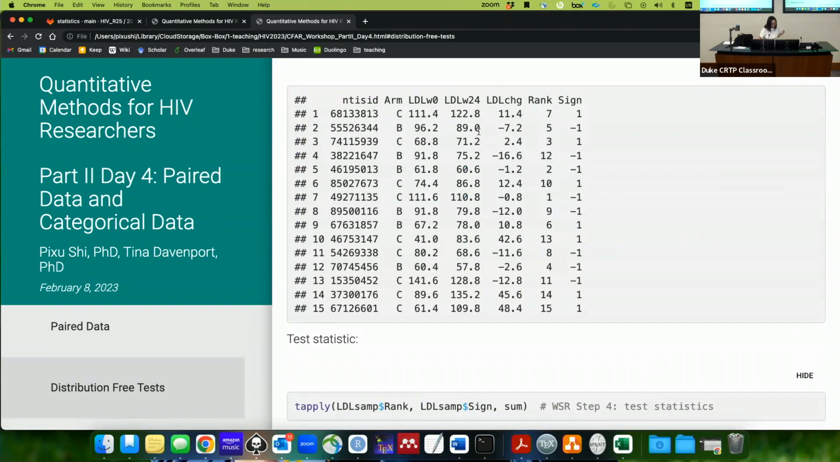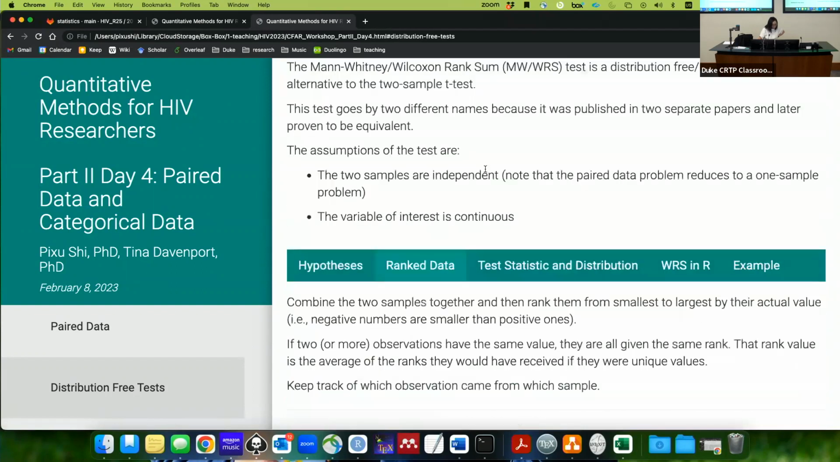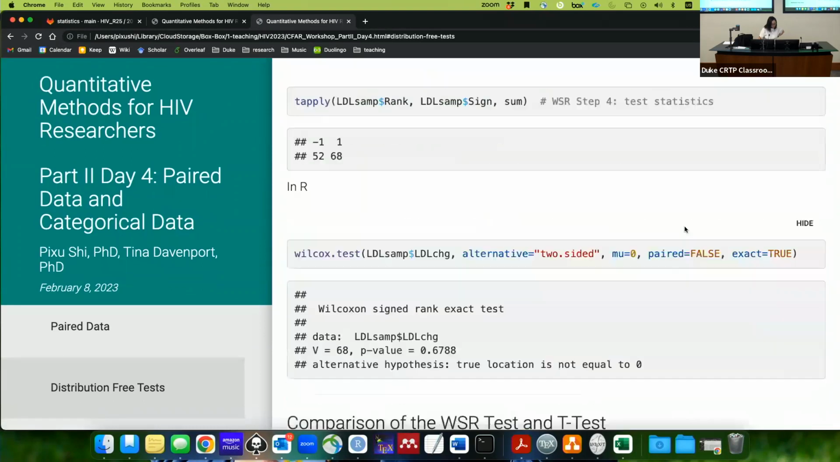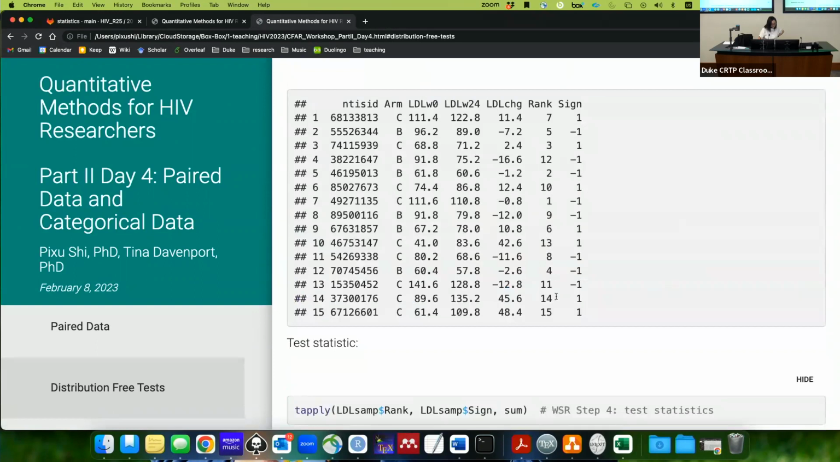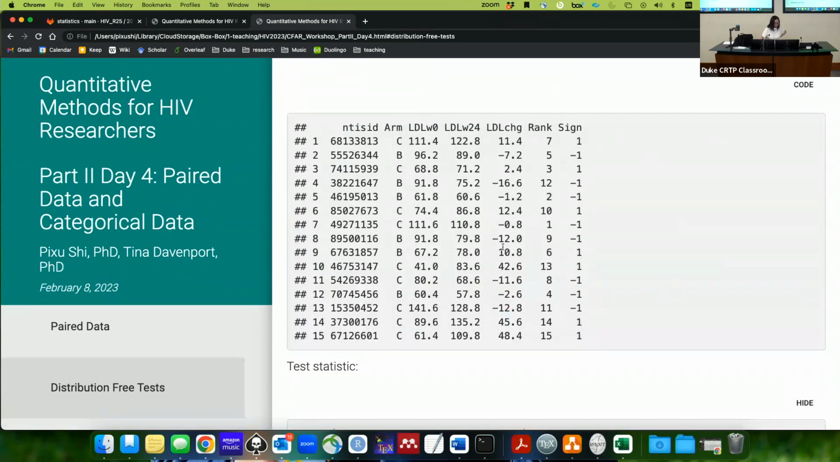So here we have this data set again, but in the first one sample test, we ignore the arm. We're just trying to see if this difference is from 0 or not, right? We didn't really look at the arm column. For the second test, for the two sample test, we're going to separate these changes into two arms and compare arm B with arm C. In that situation, you would rank them based on the signed value instead of the absolute value.